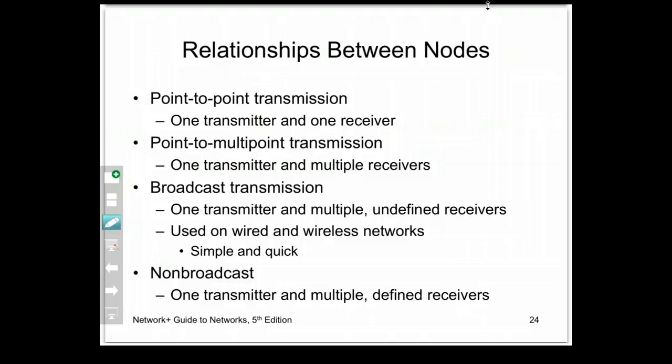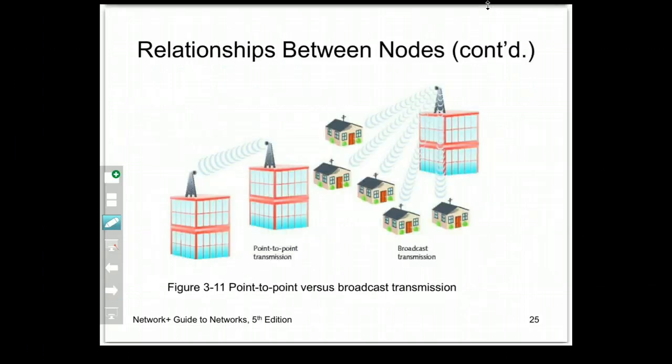It's used on wire and wireless networks for broadcast, and it's simple and quick for broadcast because it's an open communication. It's an open air communication for the most part. Non-broadcast is one transmitter and multiple defined receivers. So here's an example of what I've already talked about visually.